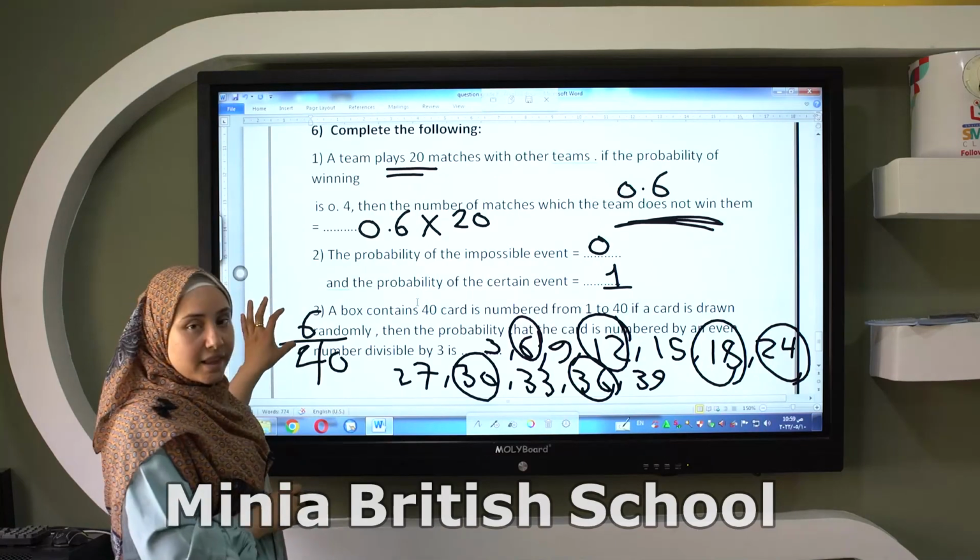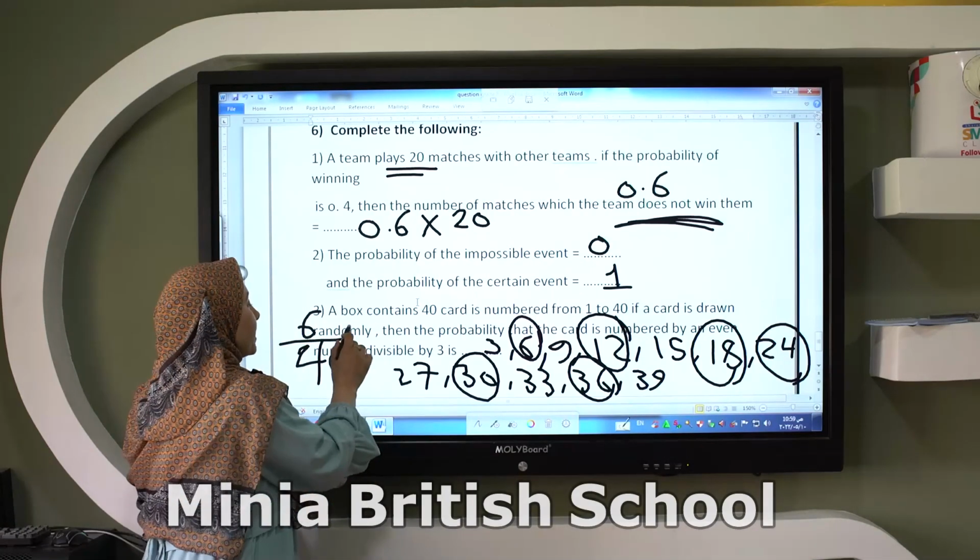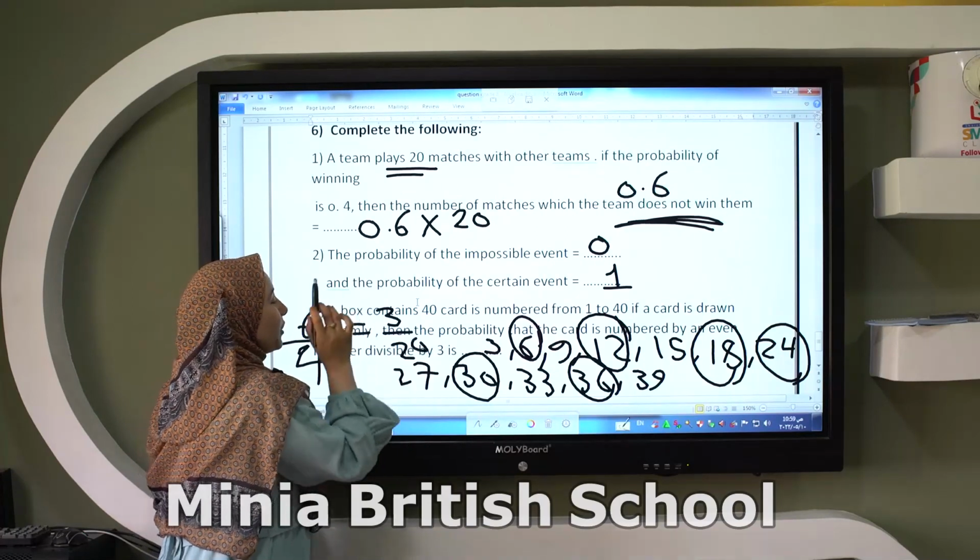And you must write the answer finally in the simplest form. So the answer equals 3 over 20, grade 8.